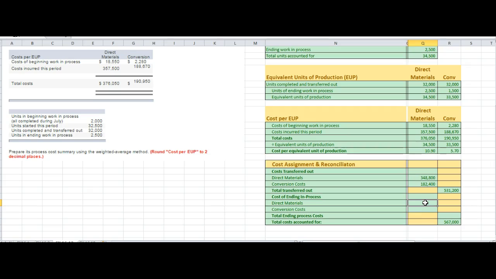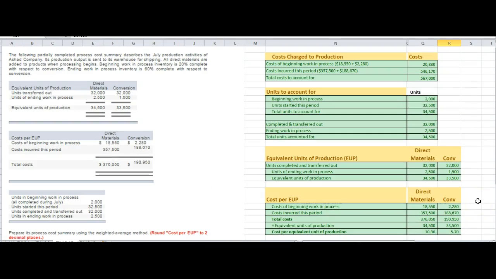That's 2,500 at $10.90, so that's 27,250. Conversion cost of 8,550. And that gives us a grand total of 35,800. Now, if I add these two together, I will come up with 567. That is a cost summary sheet.